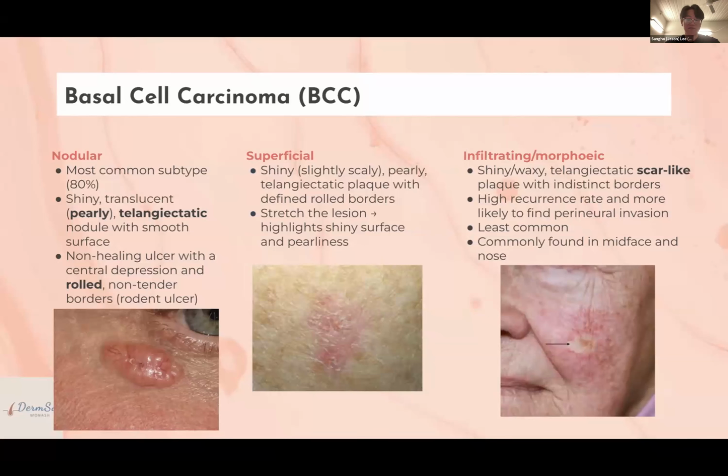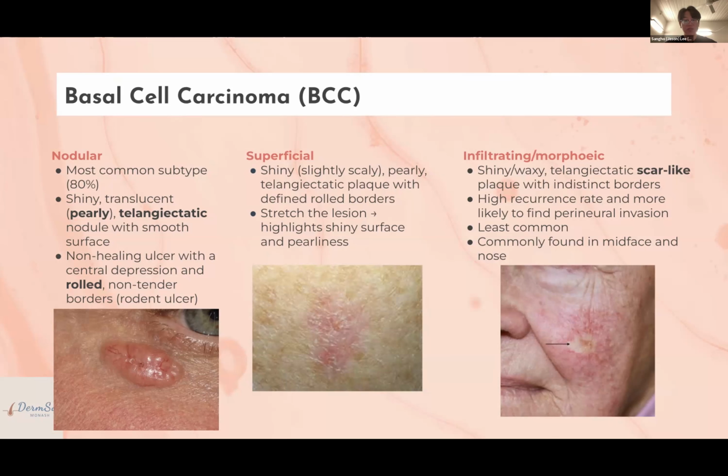So these are just different types of BCCs. Nodular type is the most common type, and that's the one you guys should be aware of. Those pearly, shiny nodules with telangiectasia and rolled surfaces, rolled edges, I mean. And these can ulcerate, and hence the reason why they got the name rodent ulcer.